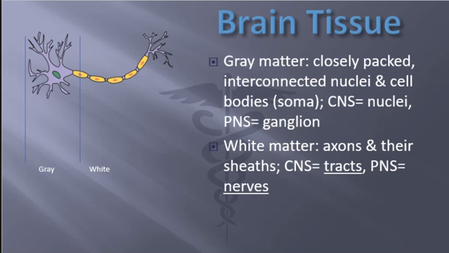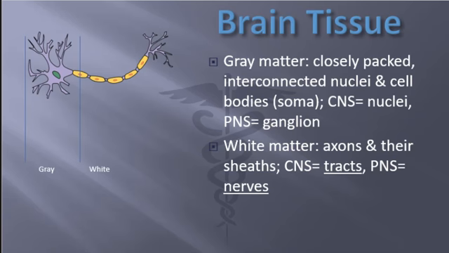White matter is the axons reaching out from the soma, and their sheaths, the myelin sheath, made of the Schwann cells, right? And in the CNS made of the oligodendrocytes. In the CNS, we call this white matter tracts. And in the PNS, we call those nerves. Remember how I told you the nerves were like a big, shiny, white shoelace? Okay, they're white because they're white matter.